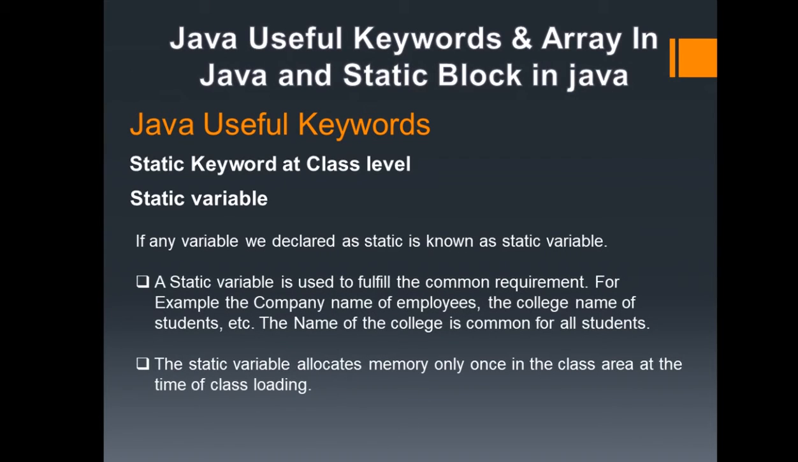Static variables. If any variable we declare as static, it is known as a static variable. A static variable is used to fulfill the common requirements. For example, the company name of the employee, the college name of a student, etc. The name of the college is common for all the students. The static variable allocates memory only once in the class area at the time of class loading.